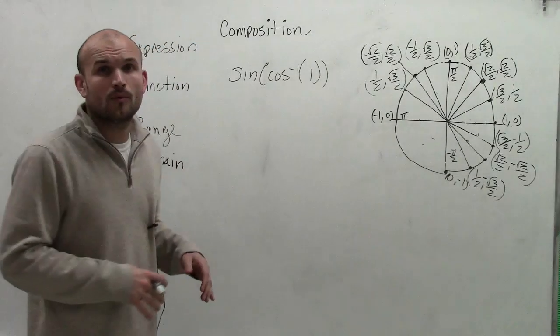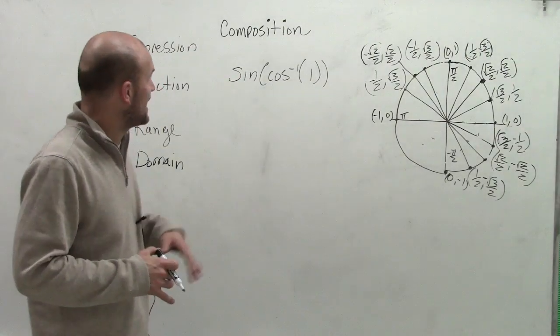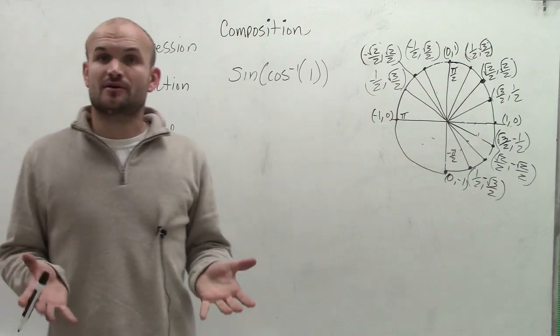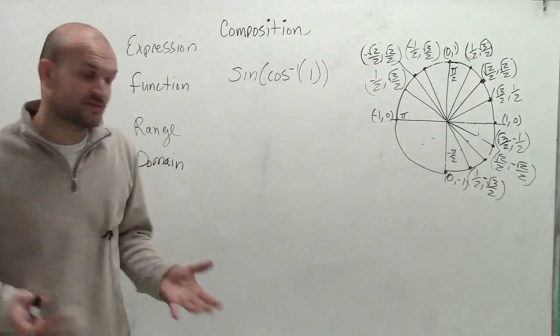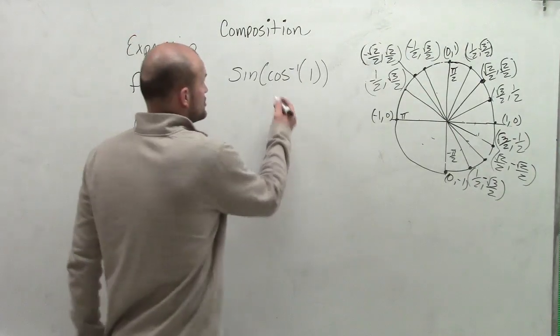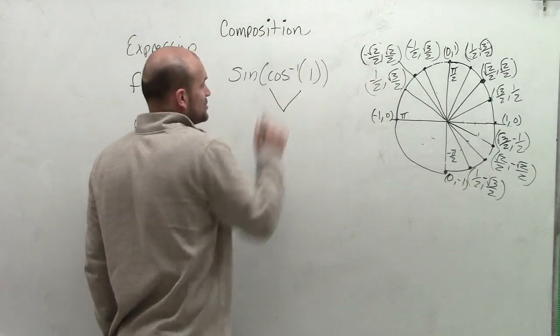Welcome. So what I'd like to do is show you how to find the composition of sine of inverse cosine of 1. When dealing with composition of functions and inverse functions, the first thing I want to do is evaluate my innermost function first. So I'm going to want to evaluate the inverse cosine of 1.